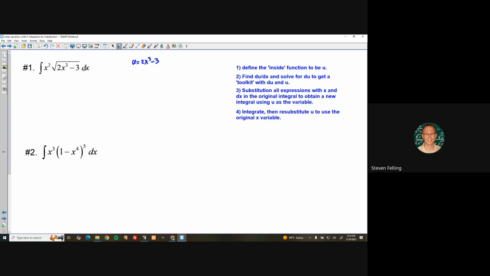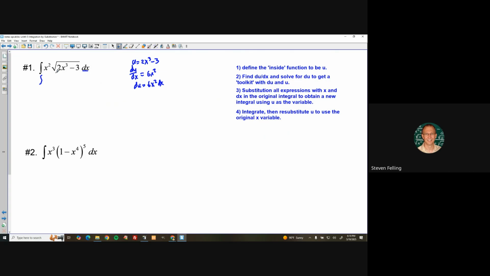And then because I'm going to eventually have to substitute out that dx, I'm going to take the derivative here, because taking the derivative will give me du dx. And in this case, it is 6x squared. And then if I multiply both sides by dx, I get du is equal to 6x squared dx. Then I'm going to rearrange this a little bit.